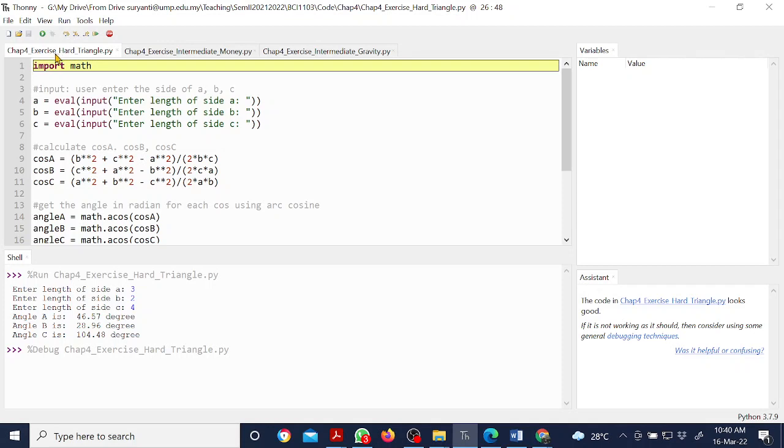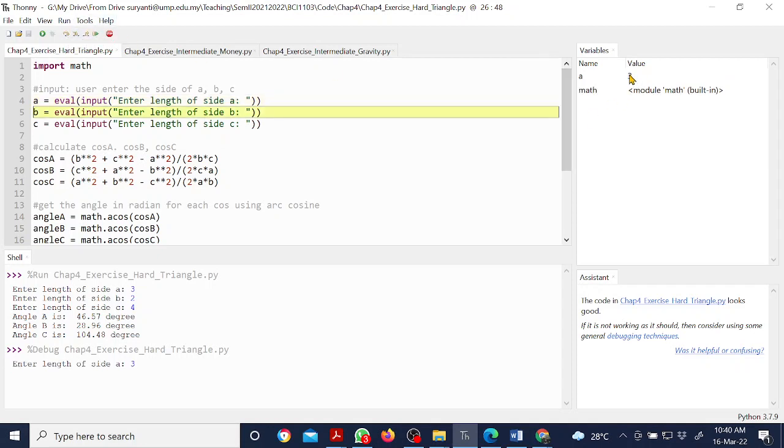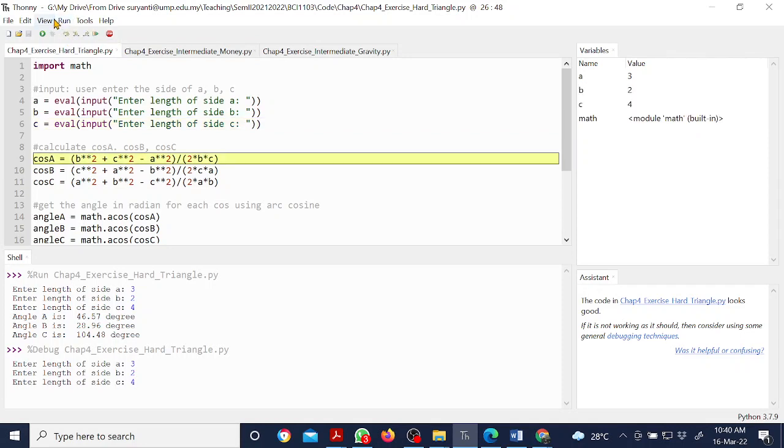Okay. So first kita import math. Now we ask user to enter. So I put 3. So automatically A is 3. B is berapa tadi? 2. So we have B is 2. And then we have C is 4. Okay, now we will calculate the cos A, cos B and cos C.